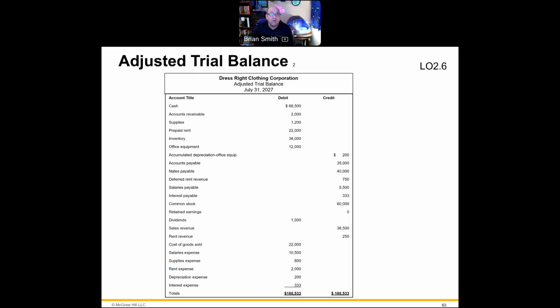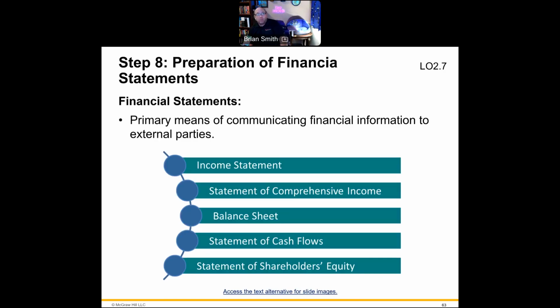Oops, too fast. Okay, so comparing the financial statements. I forgot the L on that one. Dude, I swear, I thought this book had been around a while. I don't know. Anyway, income statement, statement of comprehensive income, balance sheet, statement of cash flows, statement of shareholders' equity.